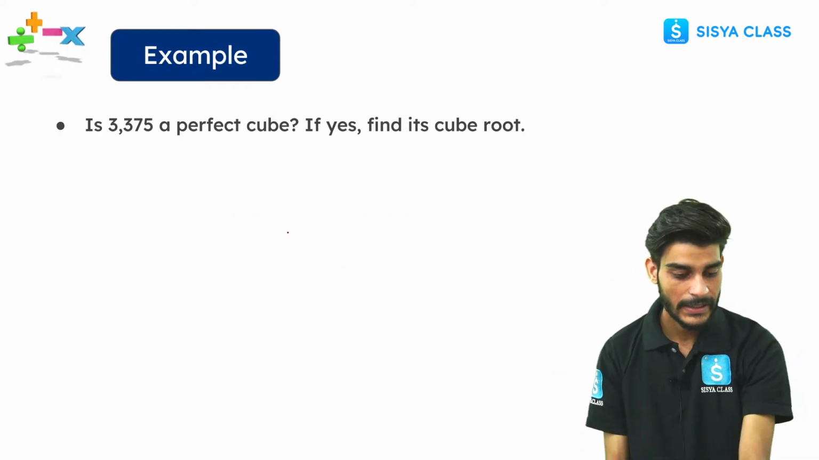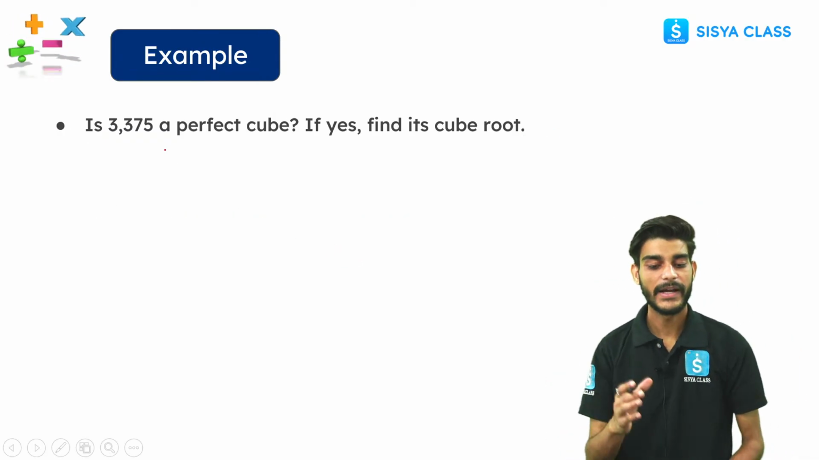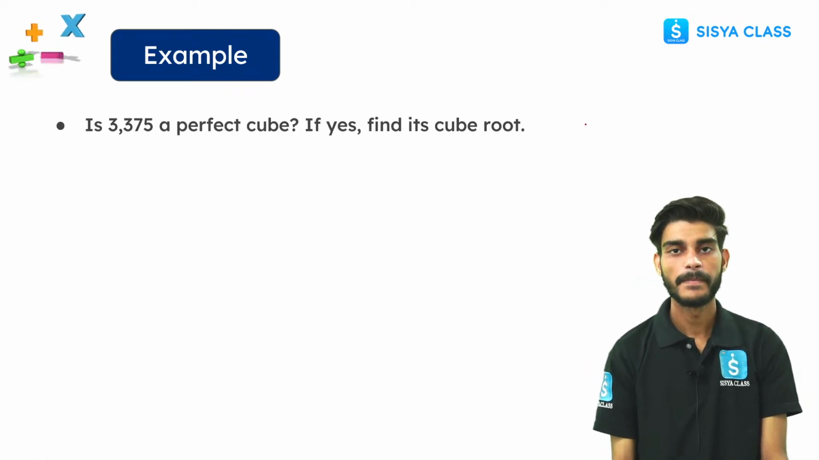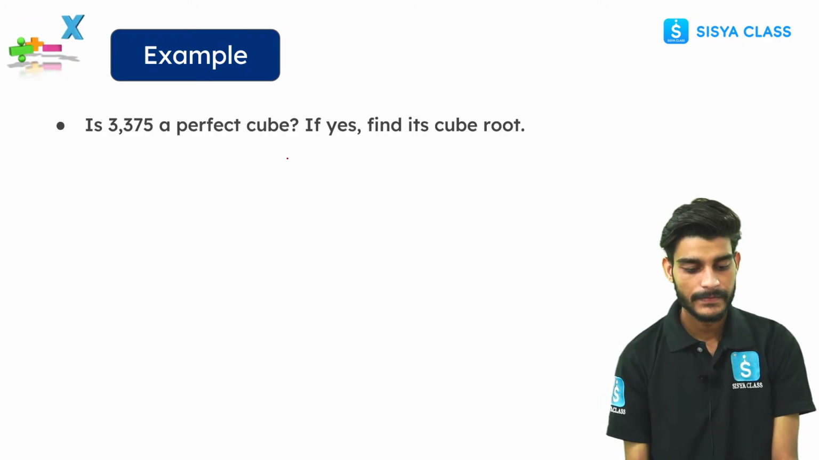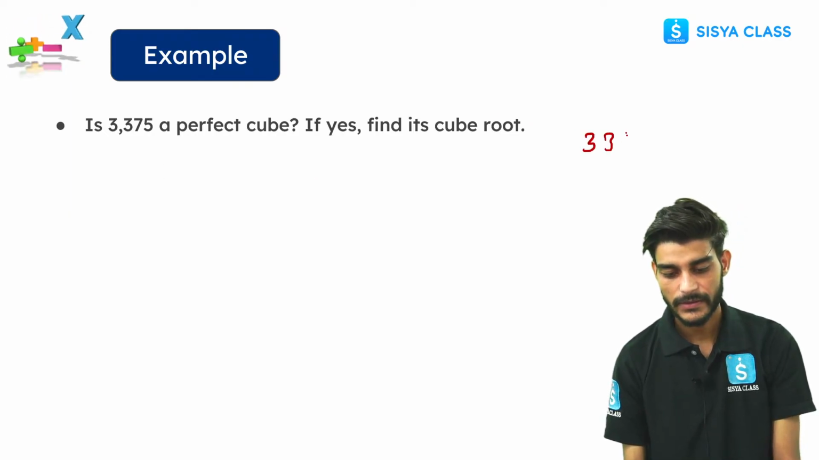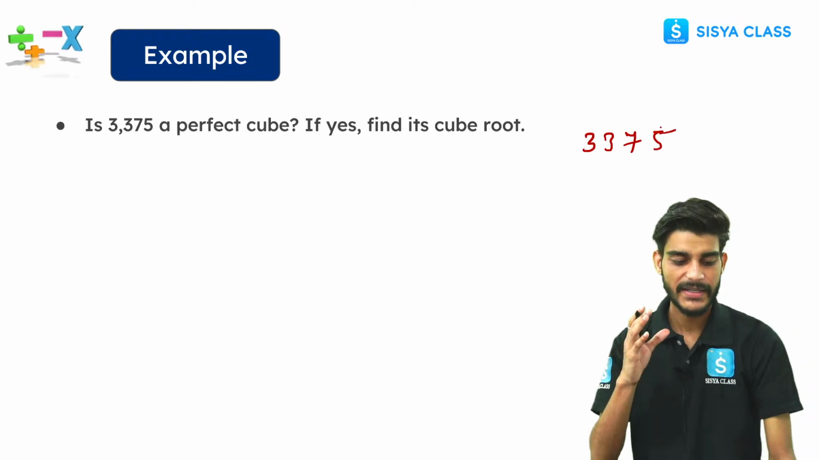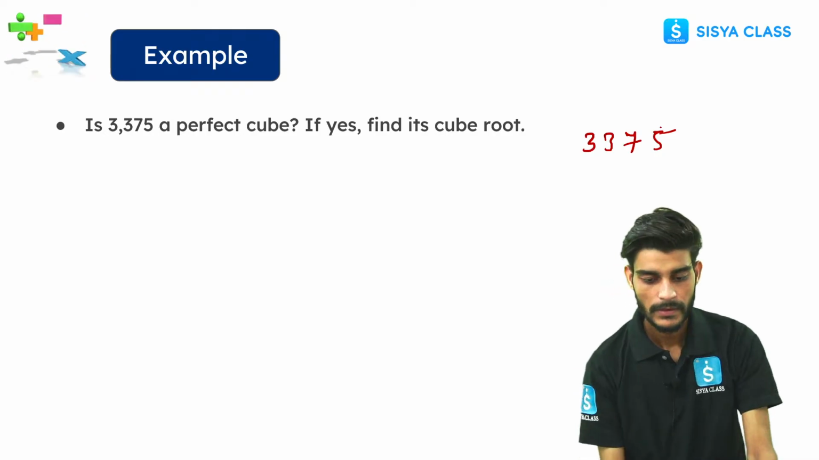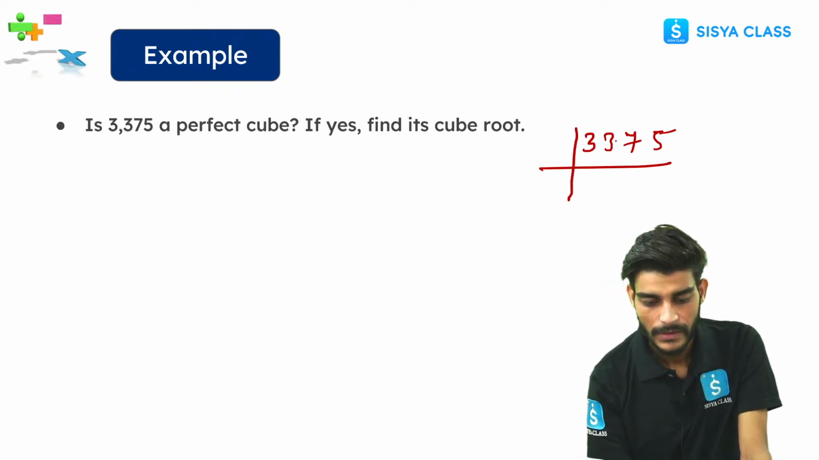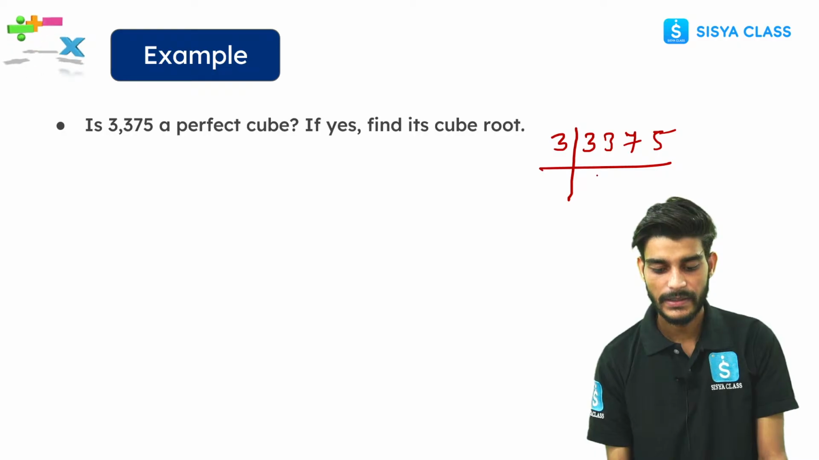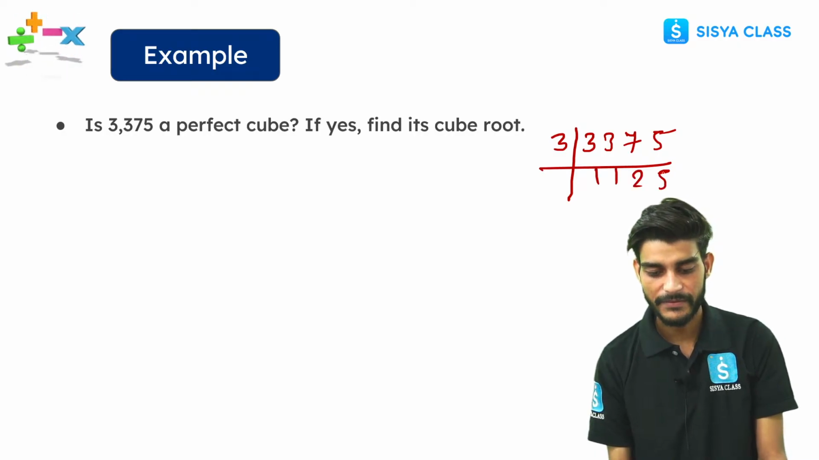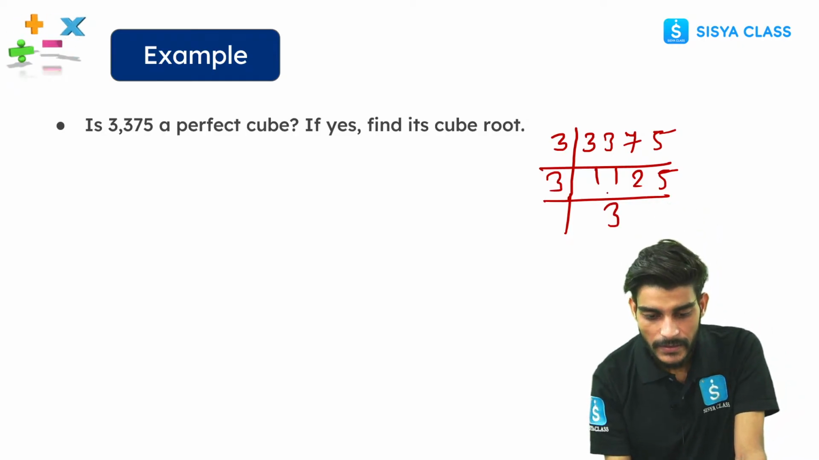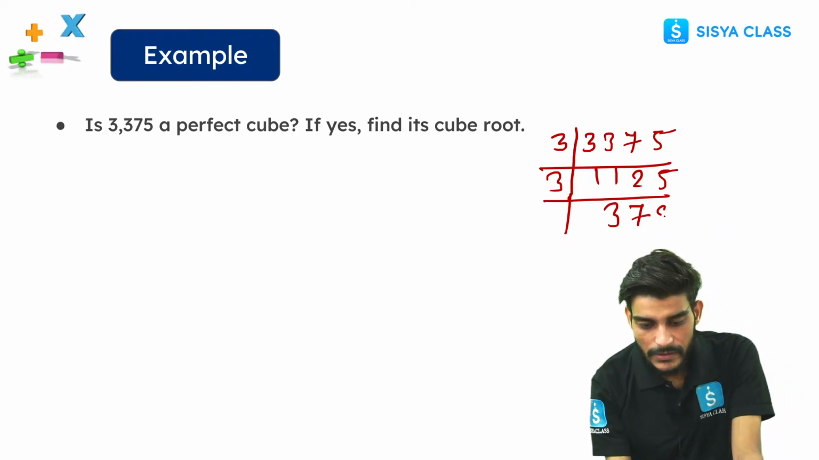The first question is, is 3375 a perfect cube? If yes, find its cube root. So 3375, how will you find its cube root? So 3375 is given to us. Can I do prime factorization here? Is this a perfect cube? So 3375, is this divisible by 3? Check. Yes. 3 1s are 3, 3 1s are 3, 3 2s are 6, 3 5s are 15. Once again with 3. 3 3s are 9, 3 7s are 21, 3 5s are 15.